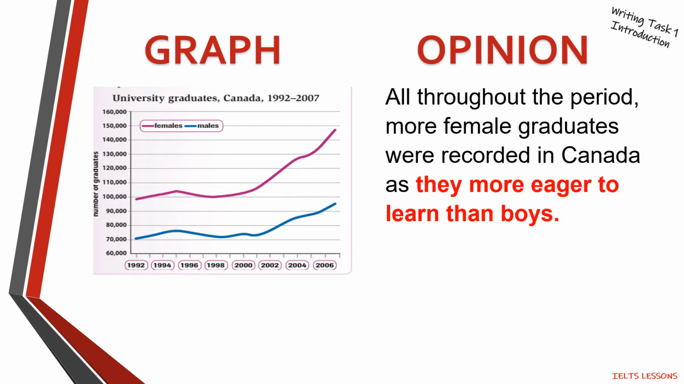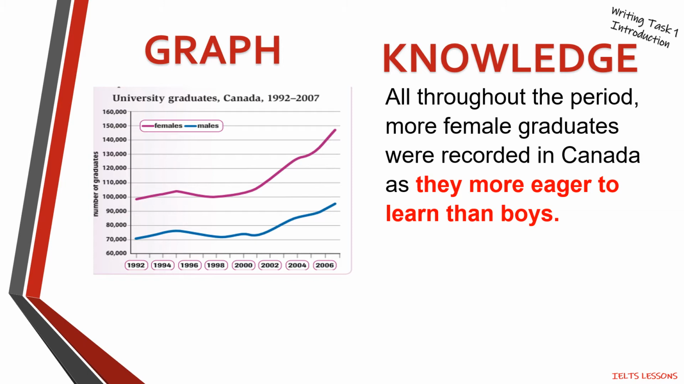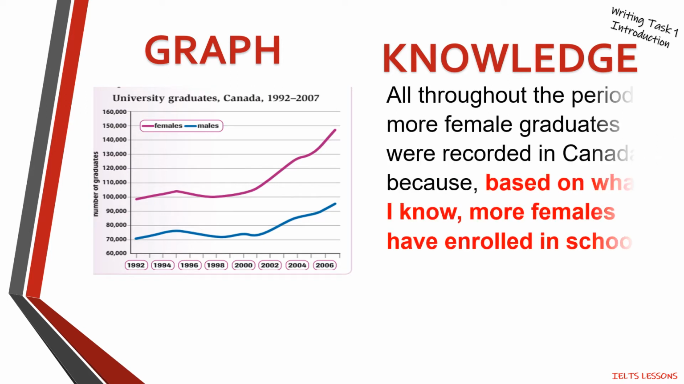So you have to save this opinion for your writing task 2, but never use this in IELTS Writing Academic Task 1. And the next one is we should not write what we know. So that means we should not include any knowledge in this task. For example, we should not say all throughout the period more female graduates were recorded in Canada because based on what I know, more female have enrolled in this school. So again, we should not use knowledge in writing task 1 IELTS academic.